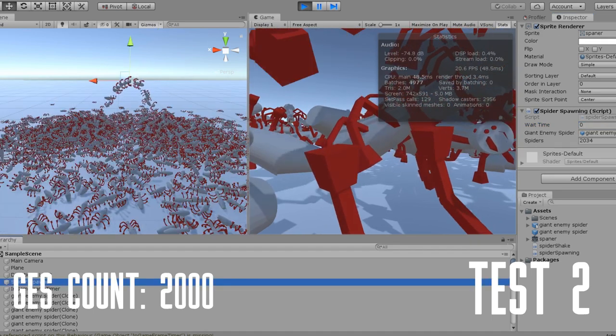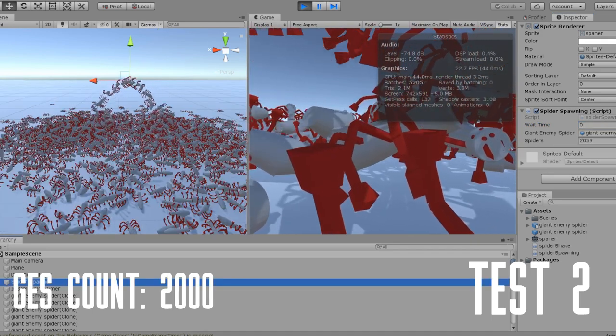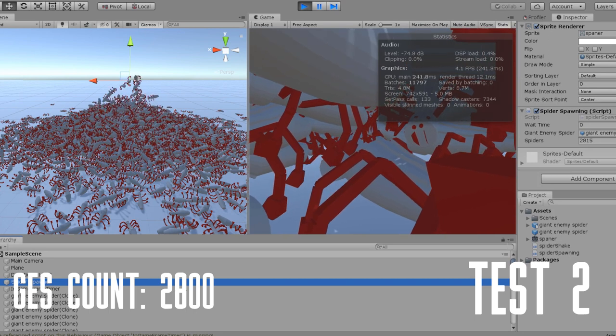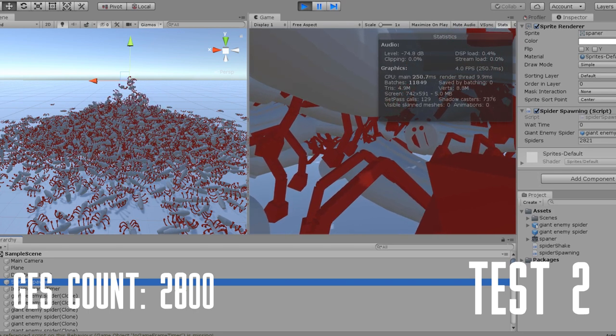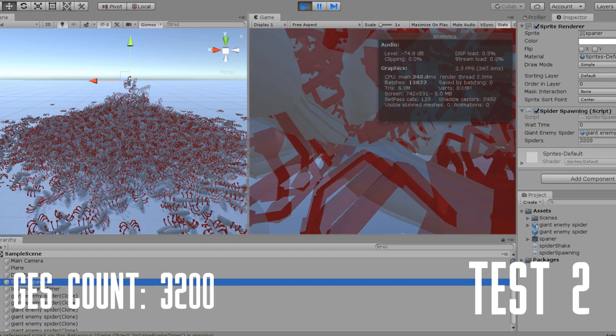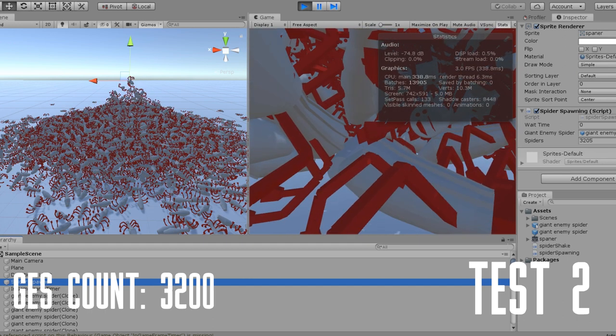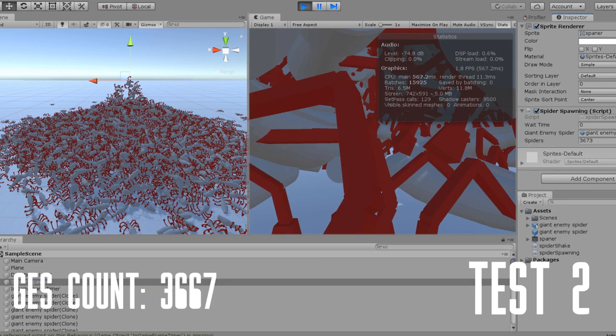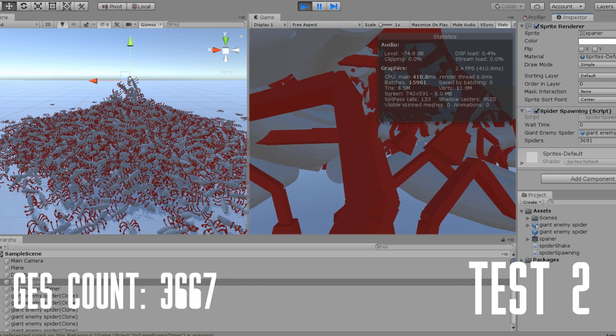Ten minutes and 2,500 spiders in, Unity was down to 7 FPS, and by 2,871 spiders, Unity was at 4. But now the FPS was practically unchanging. We got all the way to 3,200 spiders before Unity hit 2 FPS, and Unity finally went below 2 FPS at 3,667 spiders. And less than 2 FPS is enough in my opinion.